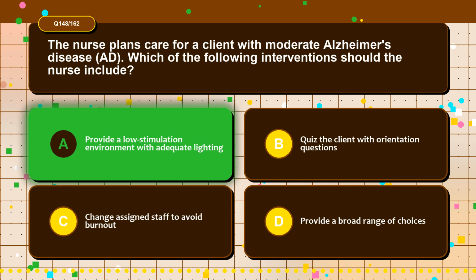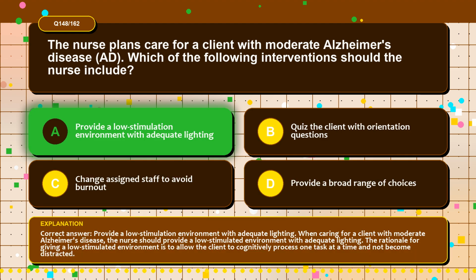The correct answer is option A. Provide a low-stimulation environment with adequate lighting. When caring for a client with moderate Alzheimer's disease, the nurse should provide a low-stimulation environment with adequate lighting. The rationale for giving a low-stimulation environment is to allow the client to cognitively process one task at a time and not become distracted.